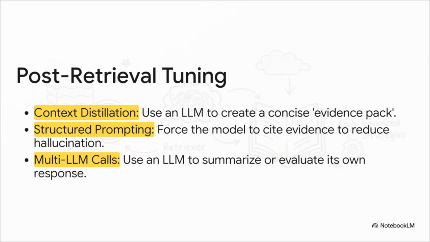So how do you do that compression? Well, you've got a few really powerful techniques. One is called context distillation, where you actually use another LLM call to create a short, sweet evidence pack. You can also use structured prompting, which forces the model to cite its sources, cutting way down on hallucinations. You can even make multiple LLM calls to have the model summarize or double-check its own work.